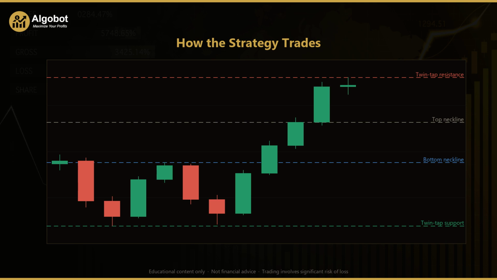The strategy doesn't stop there. Price keeps climbing and prints a swing high right at the red resistance line near 1.0906. That's the first tap of a possible double top. Price pulls back to the gray neckline, then pushes up a second time, tapping the same resistance again. Two matching swing highs confirm the M-top.